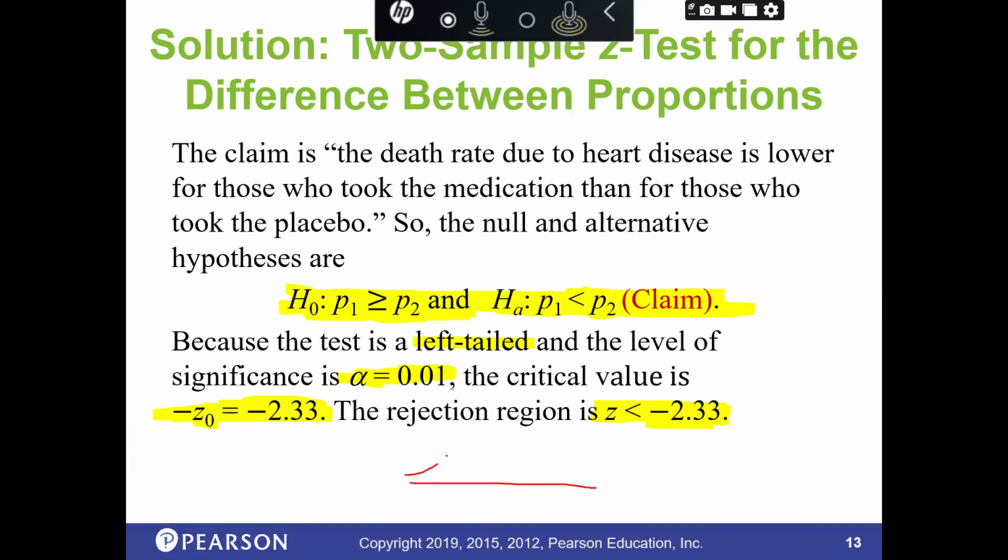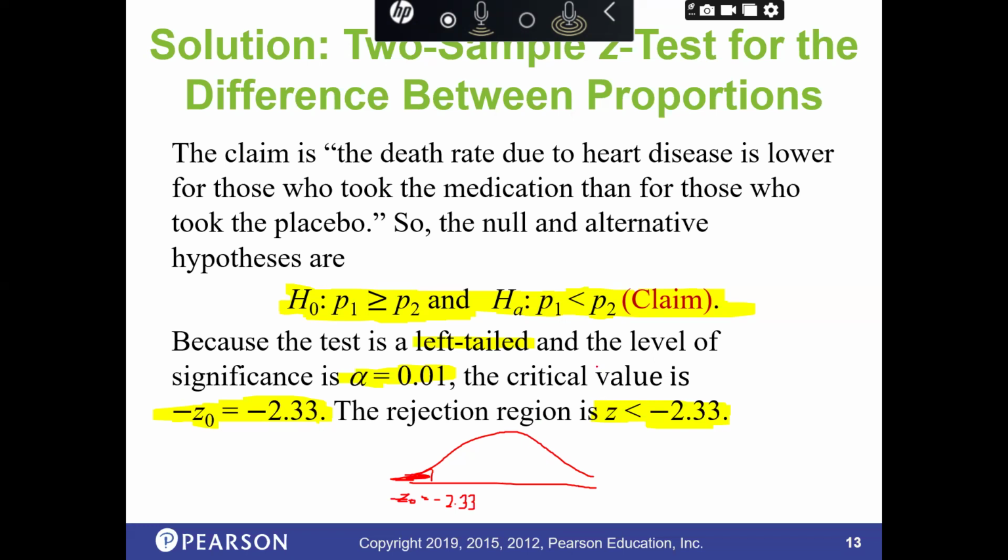So we have this: it lessens the number, and the critical z value is going to be negative 2.33. Okay, so we got that.